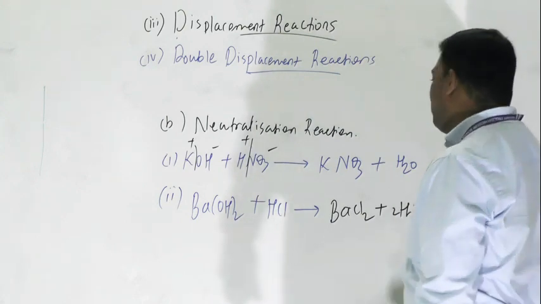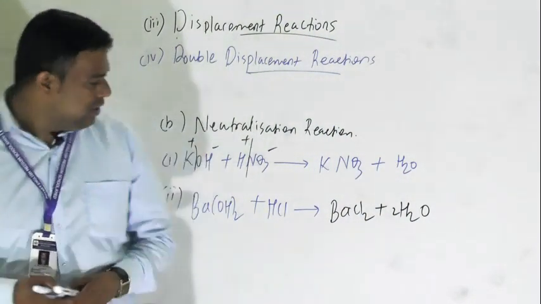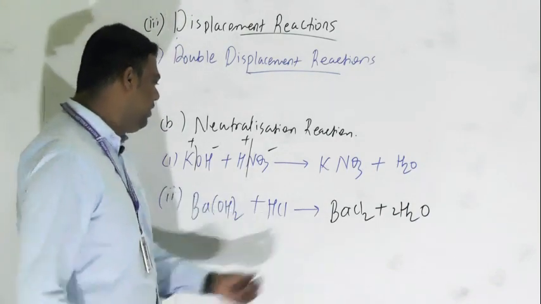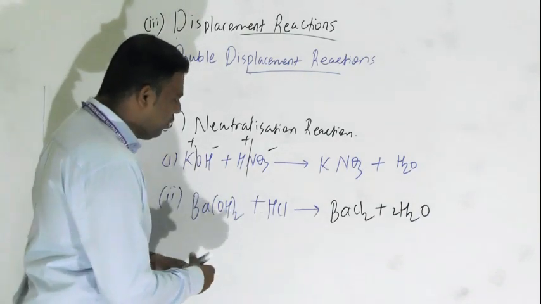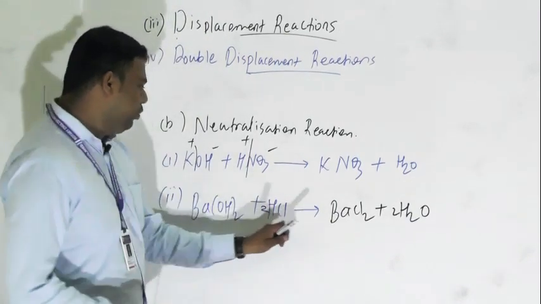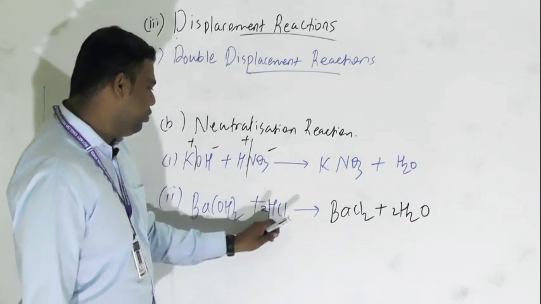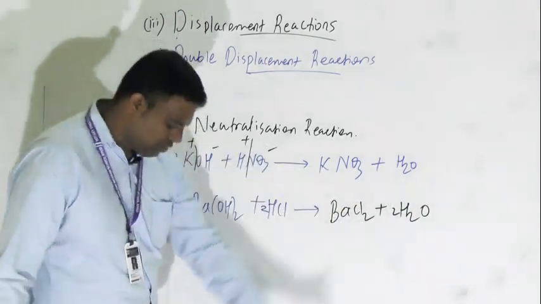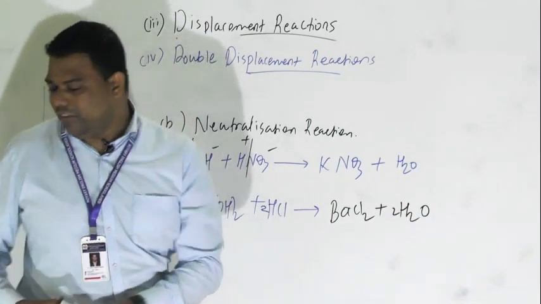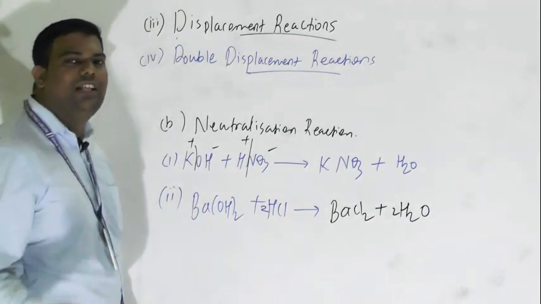So see here 2H2O. Is our reaction balanced or not? We will cross check here. See 1Ba, 1Ba, then 2Cl, there also 2Cl, 2 hydrogen and this 2 hydrogen makes 4, 2 oxygen, yes, 2 oxygen here. So our reaction is balanced.